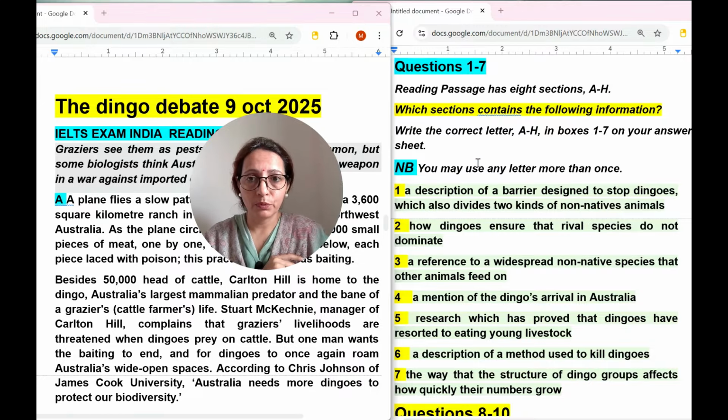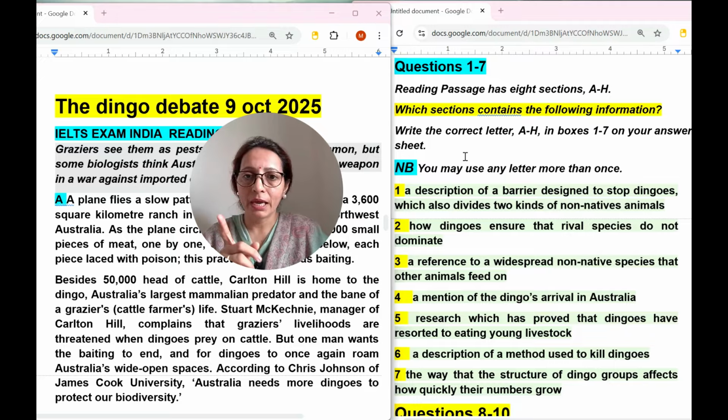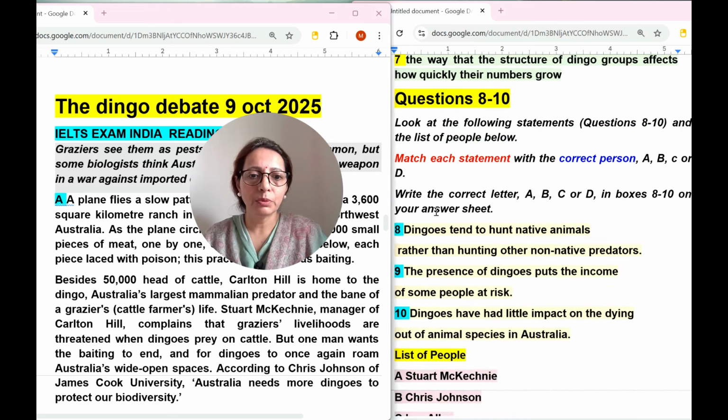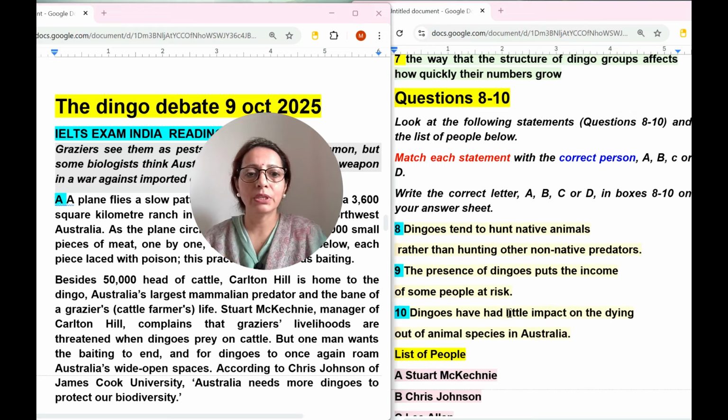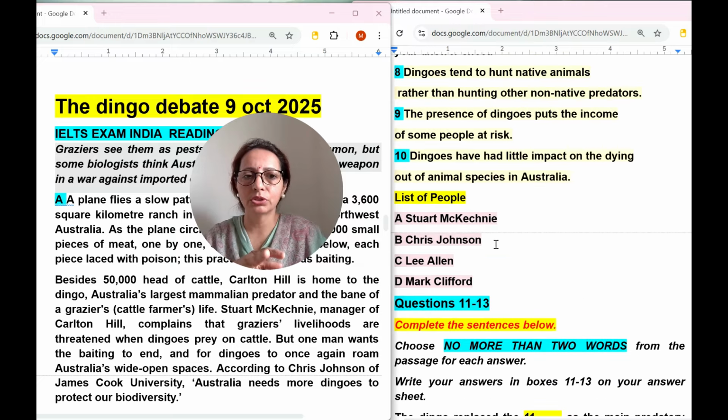Now let's have a look at the type of questions. I will be telling you IELTS tips and tricks while solving this reading. Of course, it will be helpful for your IELTS preparation. So the first type of question is which section contains the following information. 7 questions are there. The second type is a list of people, 3 options, 3 statements they have given. And finally, it is fill in the blanks. So it must be reading passage 3. Of course, the questions you can see are 1 to 13. That doesn't matter, but in the actual exam, I think this will be reading passage 3 or 2.